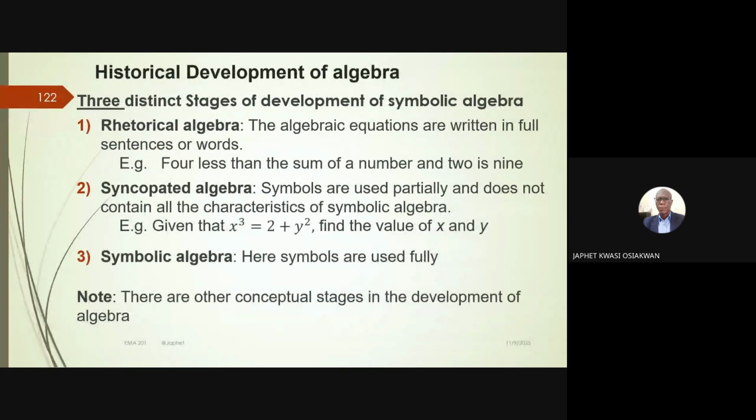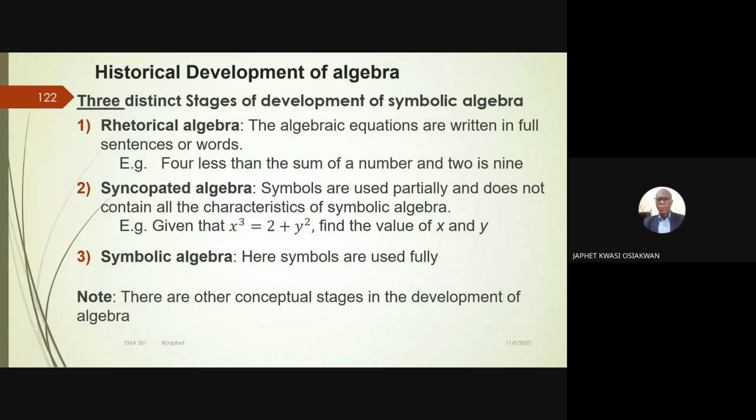So there are 3 distinct stages of development of algebra. We have some other conceptual development, we'll look at them later. These are the 3 distinct developments in history. Somebody wants to ask a question. Apart from using trial and error, is there any means you can use to get the answer? Yes, you can use what you know in algebra to solve.